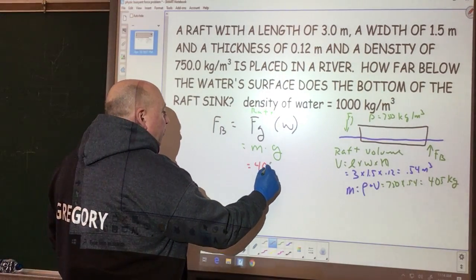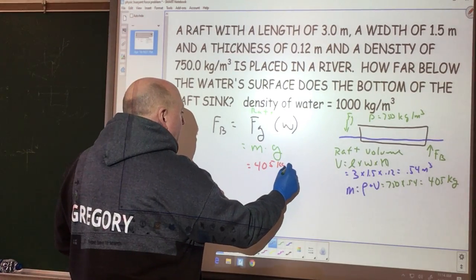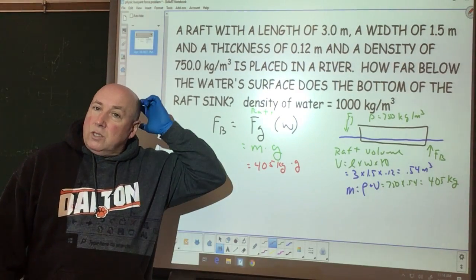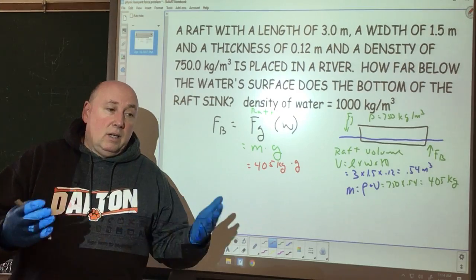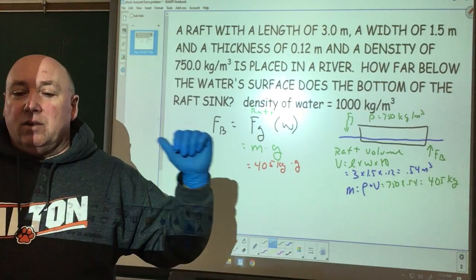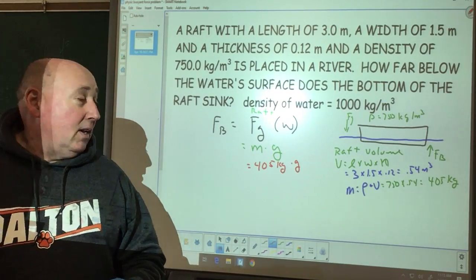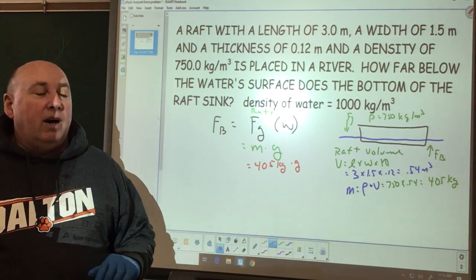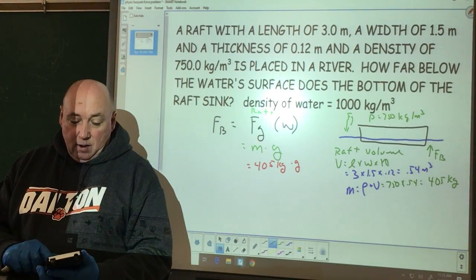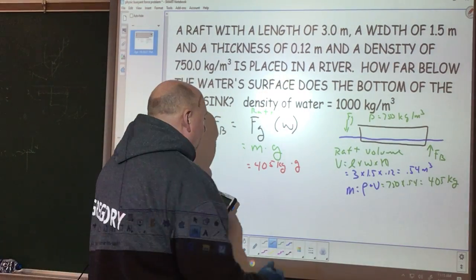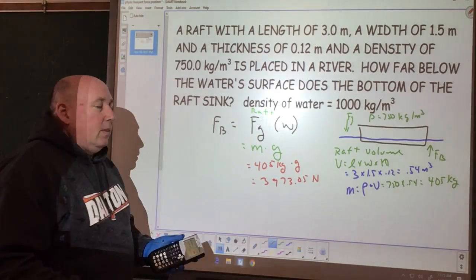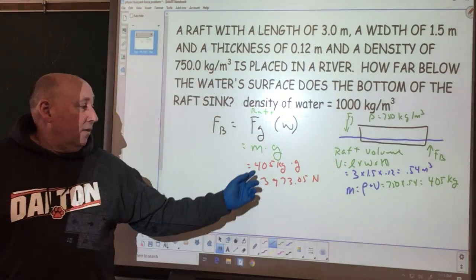So we have 405 kilograms times our gravity. I'm not going to multiply by gravity right now because I'm going to be working on the buoyant force also, and the buoyant force will also have gravity in there too. So we have both of these that I could work on the other side here that's going to take care of my gravity. If I wanted to multiply this out, I could do that, that's fine. I can multiply 405 times 9.81, and we get 3973.05 newtons. That is fine. Or I can leave it as g, that is fine too.